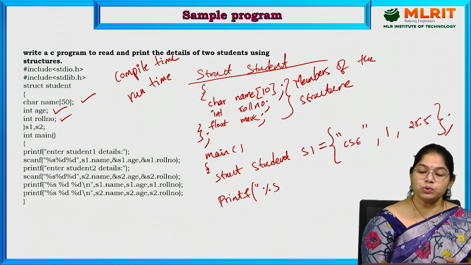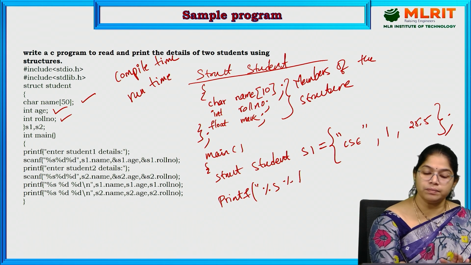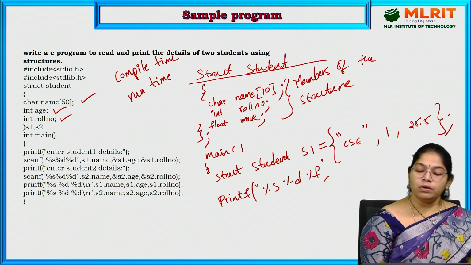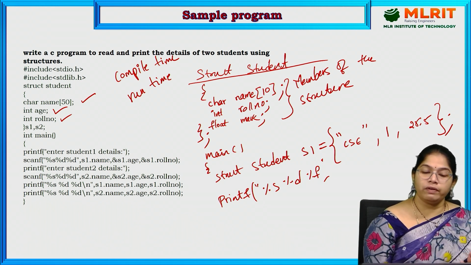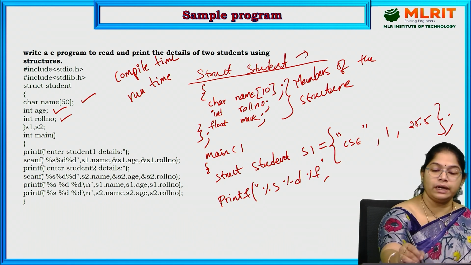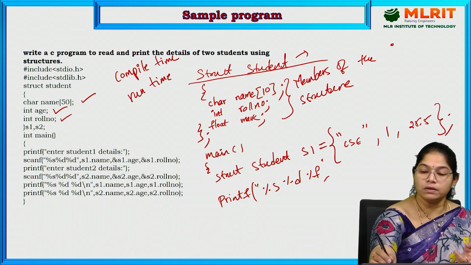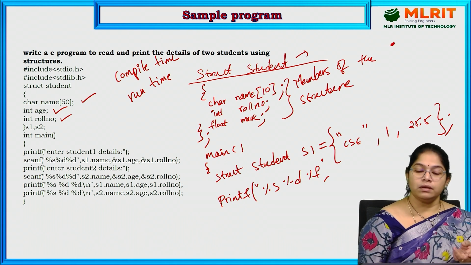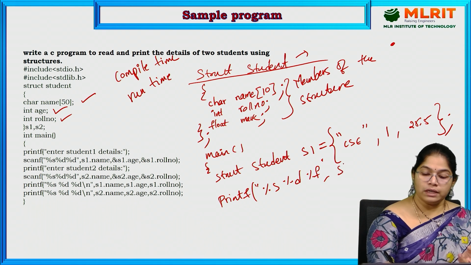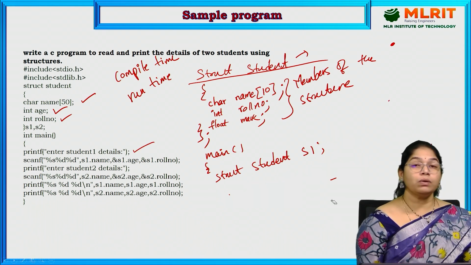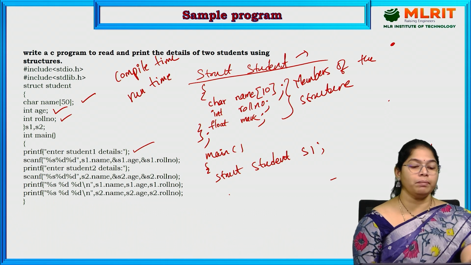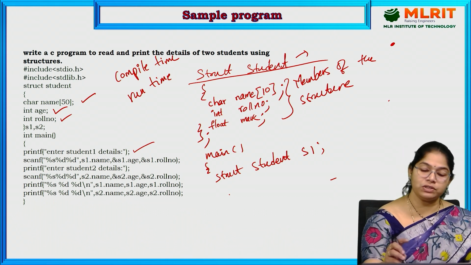Then next is the roll number, which is of type integer, and then whose values? S1 values. S1 is the variable of the structure type. To access the members of the structure, we have to use a dot operator. Then S1 dot name. So initializations are of two kinds, compile time initialization and runtime initialization.